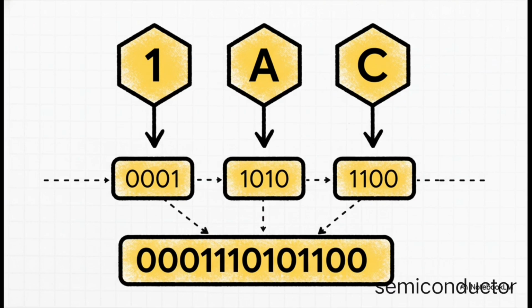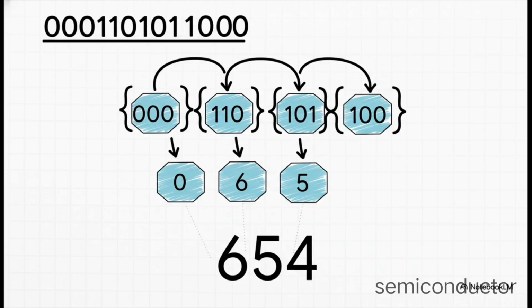So let's give it a try with the hex number 1AC. Step 1, we just swap out each hex digit for its 4-bit binary code. So 1 becomes 0001, A becomes 1010, and C becomes 1100. Then we just smush them all together into one long binary string. This is our bridge.